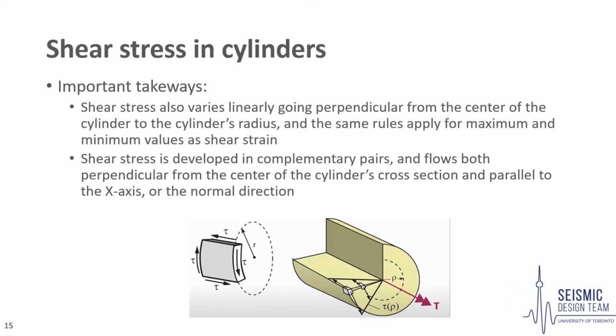It is important to note that the shear stress distribution follows the same distribution as shear strain, in that it is at its maximum value farthest from the center and at its minimum closest to the center. Another important aspect about shear stress is that it develops in complementary pairs and flows both perpendicular from the center of the cylinder's cross-section and parallel to the normal direction. This was discussed more in detail during the shear flow lecture.